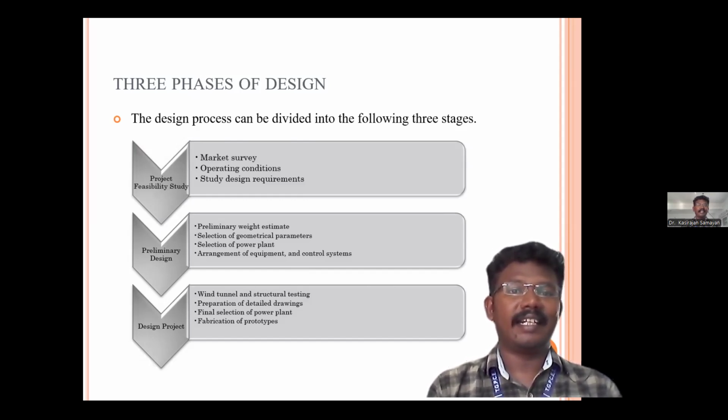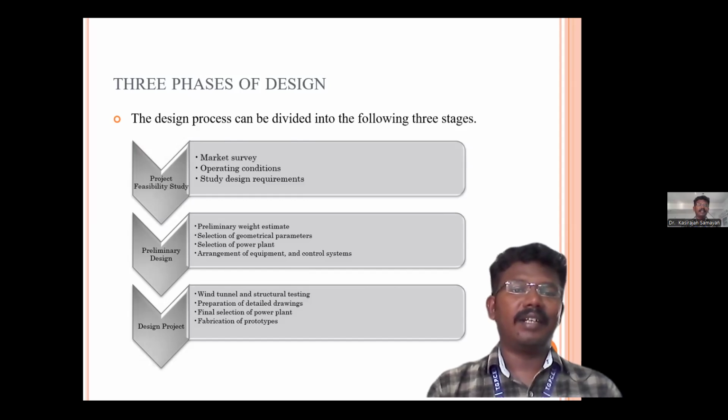Then we have to study the design requirements. What are the requirements from the customer side? Particularly, what type of aircraft do they want to design, and what kind of design do they expect, for example civil or commercial aircraft. After completing the feasibility studies, we start the preliminary design of the aircraft. In the preliminary design, we need to consider the weight estimation of the aircraft, geometrical parameters, selection of power plants, the equipment and its arrangement. Then the control system also we need to analyze.